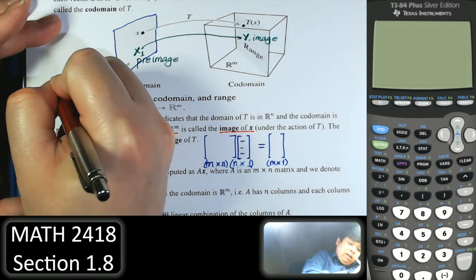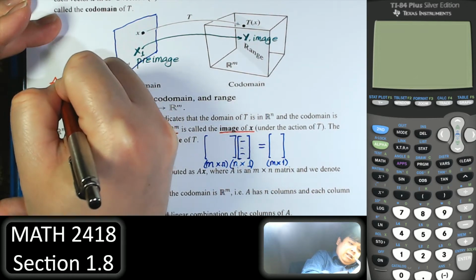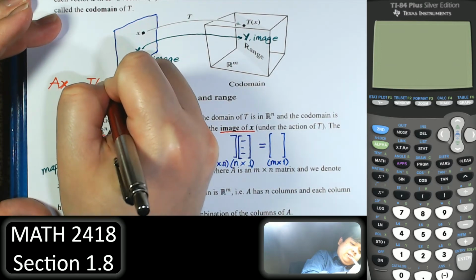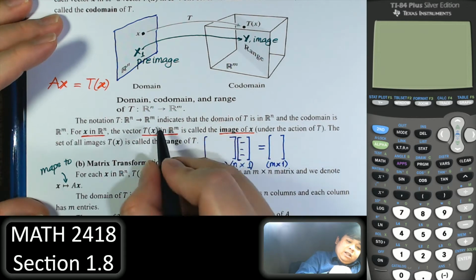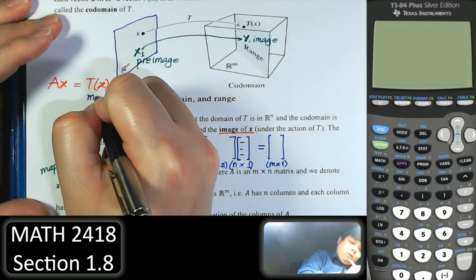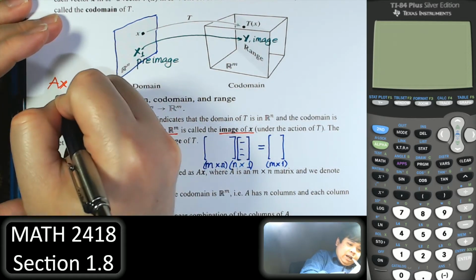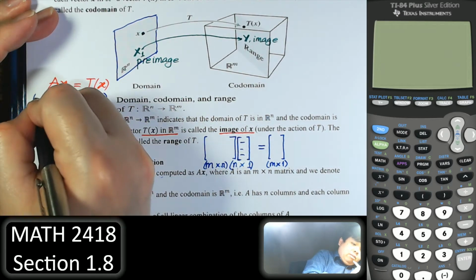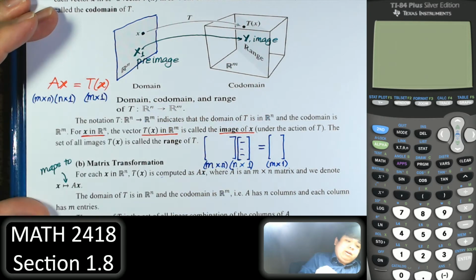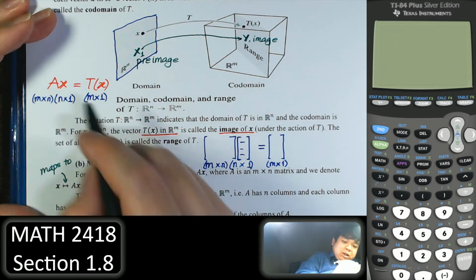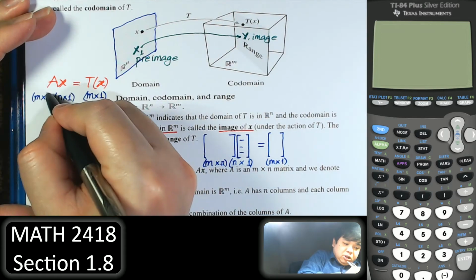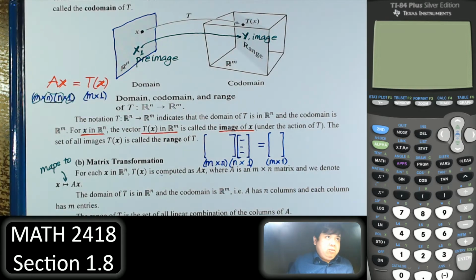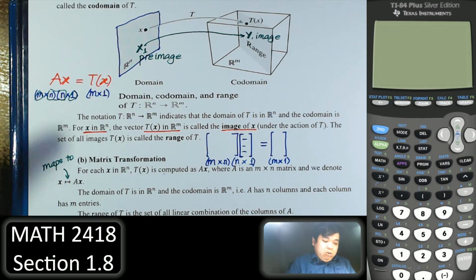If that's confusing, let's just say we have Ax equal to T of x, and T of x is in Rm, so this is m by 1, and x is n by 1, therefore A has to be m by n. As mentioned before, the middle numbers must be the same, and the outside numbers give the dimension of the product. So that's what we have.